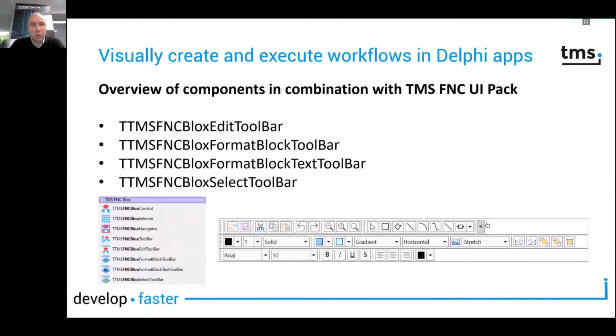So there is an edit toolbar to allow you to do clipboard operations, file import, export, undo, redo, zoom in, zoom out, etc. There's a format block toolbar from where different formatting controls are available. There is a format block text toolbar to manipulate the text within blocks. And finally, there is a blocks select toolbar, from where you can pick any available blocks for dropping them into the FNC blocks control.